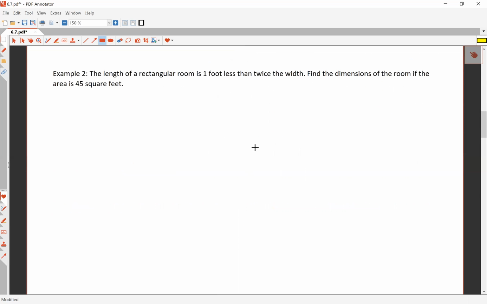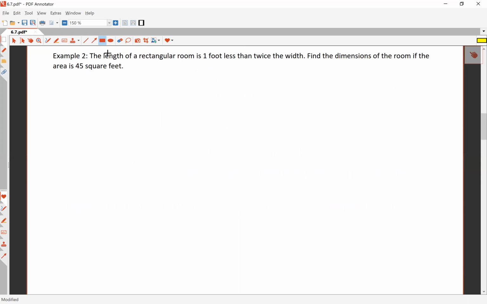Example 2, the length of a rectangular room is 1 foot less than twice the width. The length is 2w minus 1, and the width is w. Find the dimensions of the room if the area of the room is 45 square feet.